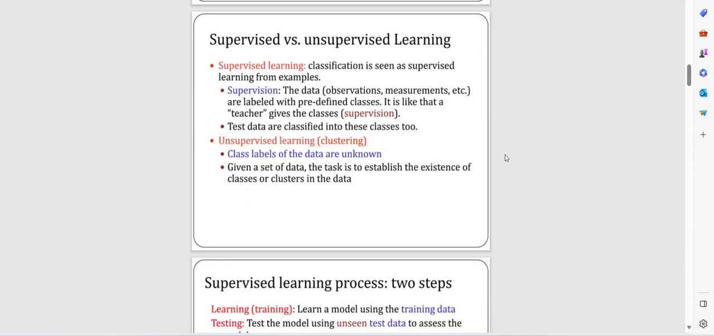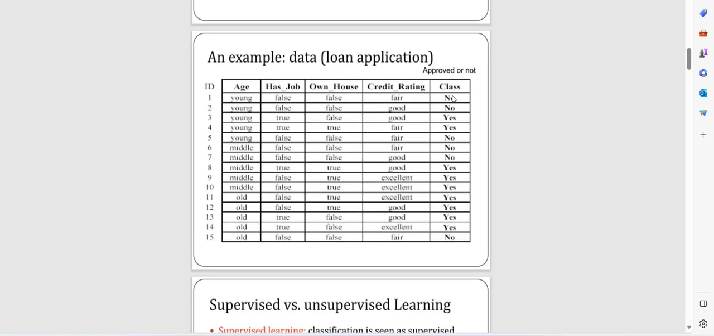Supervised versus unsupervised. Unsupervised learning is basically clustering. Class labels of data are unknown. For example, if you have the data and you don't know the class labels, then this is called a clustering algorithm. So there's a difference between classification and clustering. In classification, you know the labels, but in clustering, you don't know the labels. And what are the labels? This column is the label.